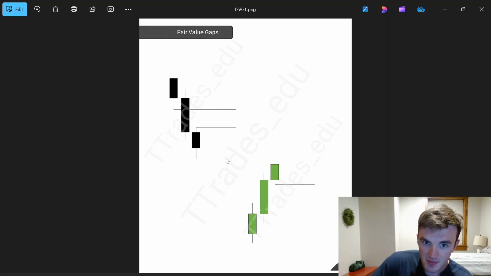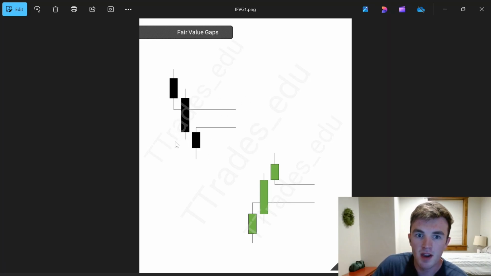Now, first, we need to talk about a regular fair value gap, which I discussed in my video from a few days ago. But a fair value gap is when you have a gap between the previous candle body's low and the following candle body's high, and you have this area in between with just this candle body.